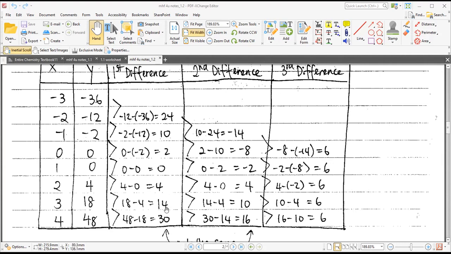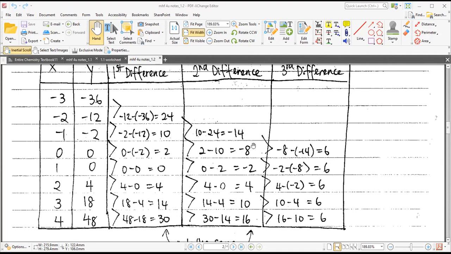As you see, these numbers are not the same. We have to do the second difference. So 10 minus 24 is negative 14. 2 minus 10 is negative 8. 0 minus 2 is negative 2. We continue to get all of that. See, these numbers are not the same, so we have to go to the third difference.